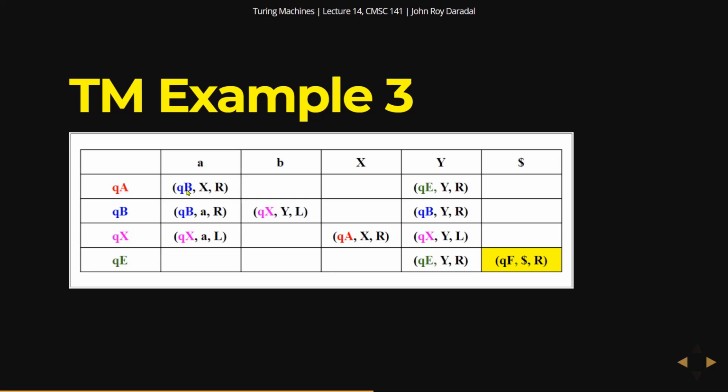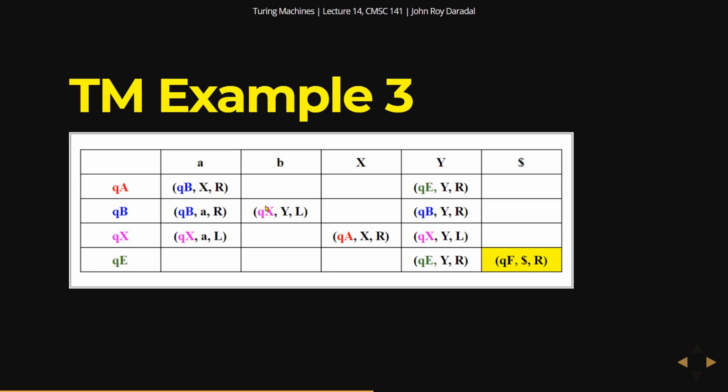So you go to QB, state QB, to find the pair B, and then you mark A with X. And then at QB, if it sees an A, just go to the right and ignore it, because what you're looking for is the B. Same with Y's. If you see a Y, just ignore it and go to the right. But once you see the B, you go to QX, mark B with Y, and go back to the left.